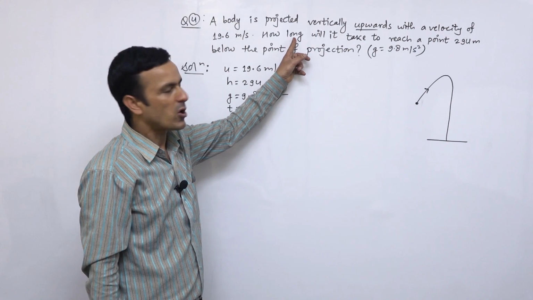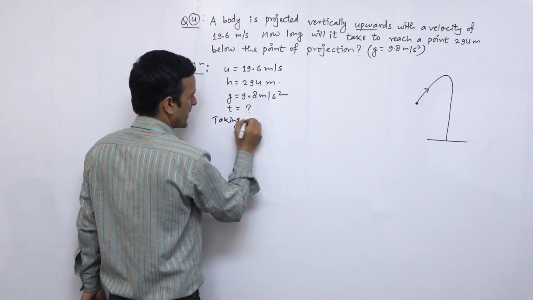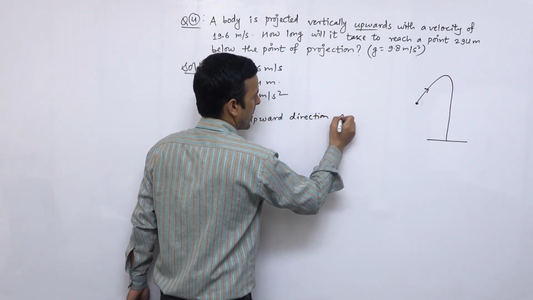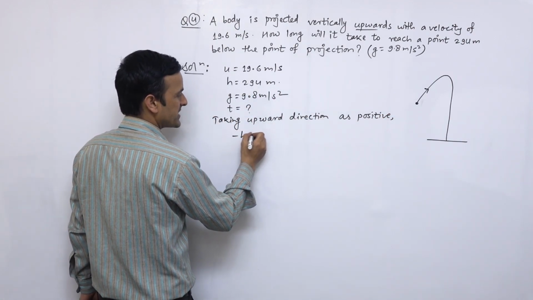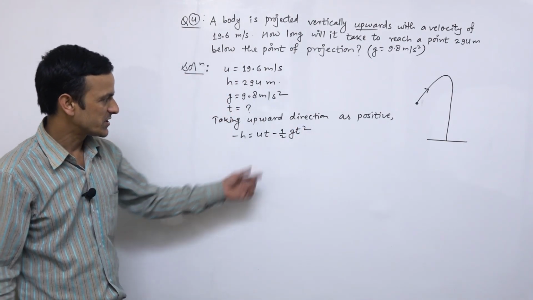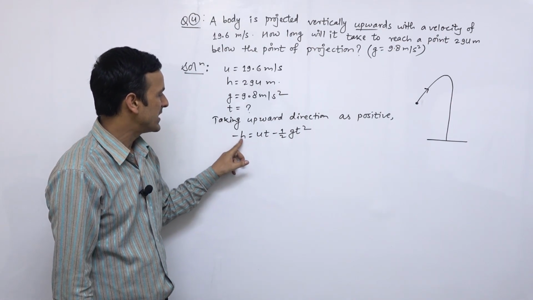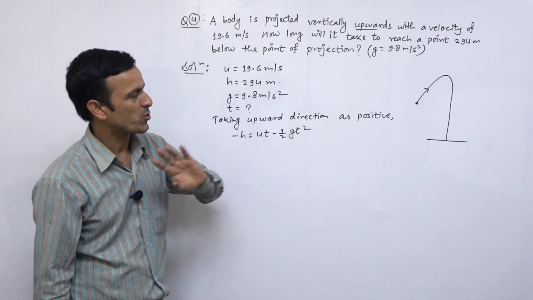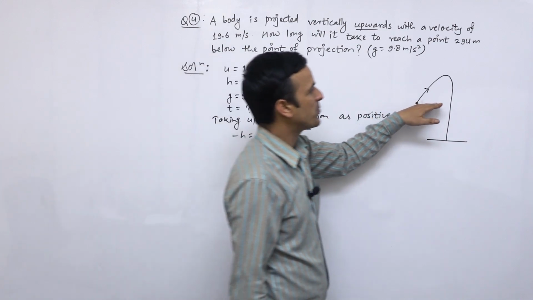How long means how much time it takes. So t is equal to what? In this case also, taking upward direction as positive, then minus h is equal to ut minus half gt square. So taking upward direction as positive, we can write down this formula once again. So this will be minus h equals ut minus half gt square, which is the formula when the object is projected upward and it covers the distance below the point of projection.